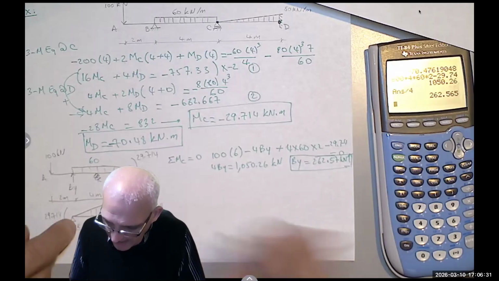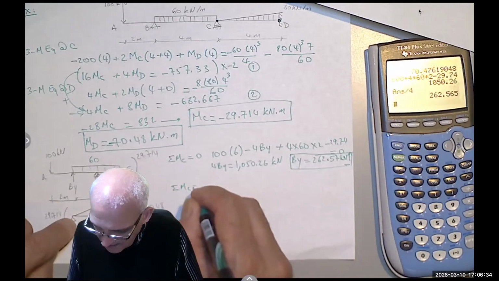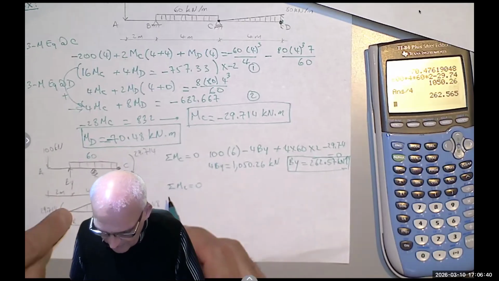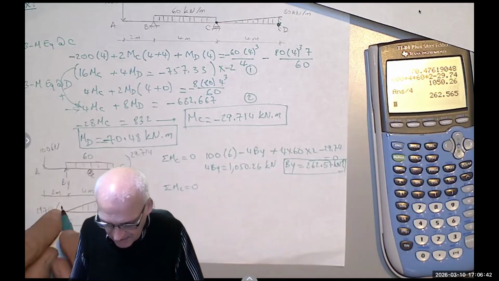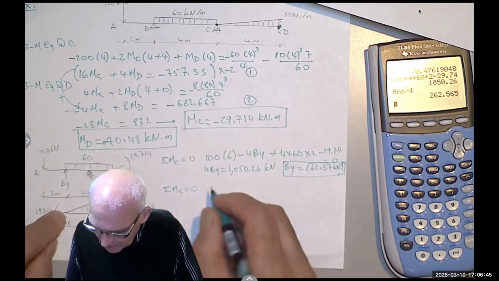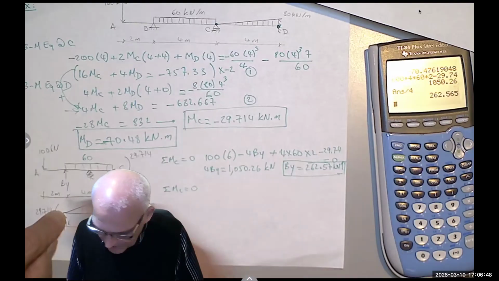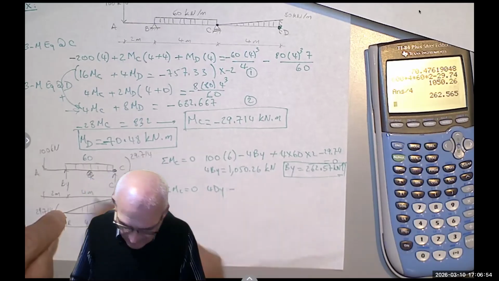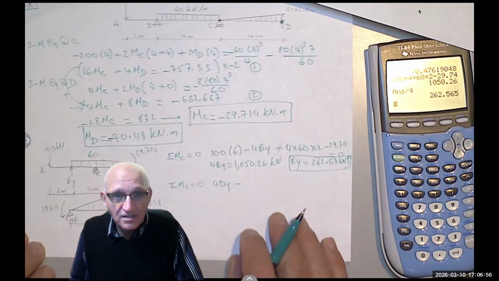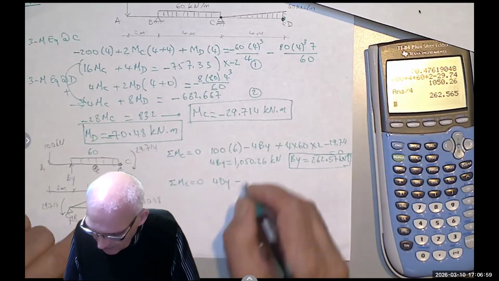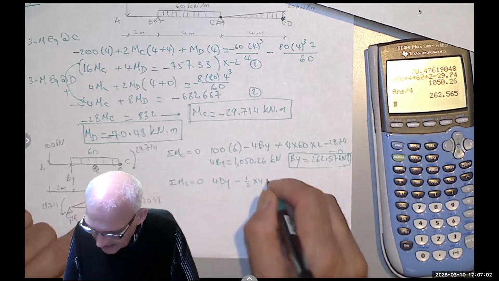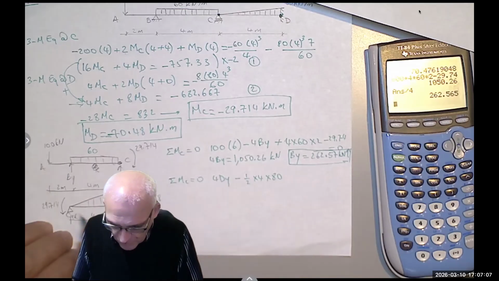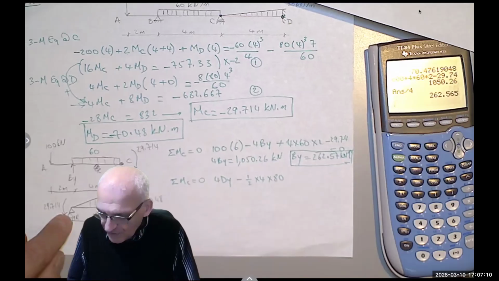So I'm going to take again summation of the moment about C. So we have only this plus the moments, right? So I'm going to say 4 dy, that's positive, minus, because the distributed load, the triangular load is rotating clockwise, so minus 1/2 base times height. And notice that the centroid is at 1/3 and 2/3 of the base. 2/3 of 4 is 8/3.